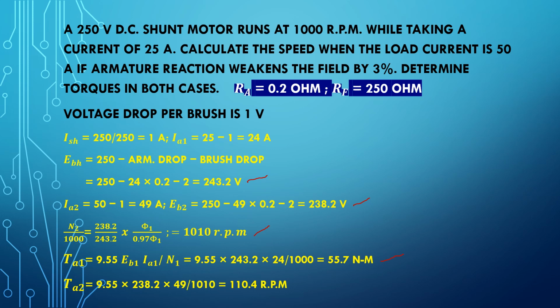And to find T sub A2, it's 9.55 times 238.2 times 49 over 1010 RPM. So it's equal to 110.4 Newton meter.